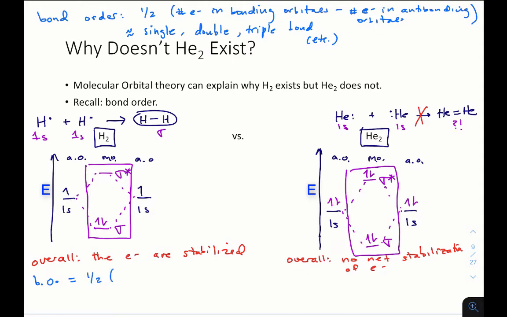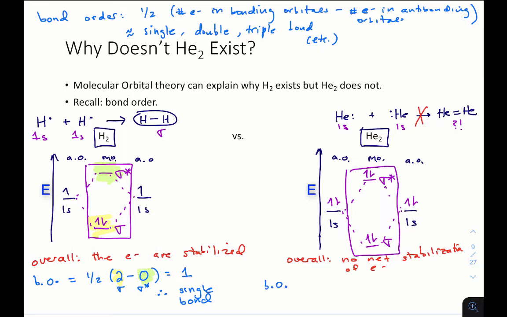So for the hydrogen molecule, we can calculate the bond order, which I'll abbreviate BO. 1/2 of the number of electrons in bonding orbitals, those would be the 2 electrons in the sigma orbital, so 2, minus the number of electrons in the antibonding orbitals. Well, the antibonding orbital sigma star is empty, so 0. 1/2 of 2 minus 0 is 1. That is consistent with our prediction of a single bond being formed between the two hydrogen atoms.